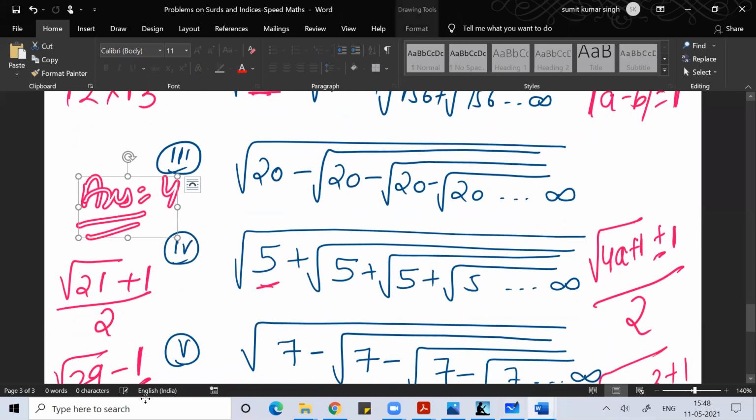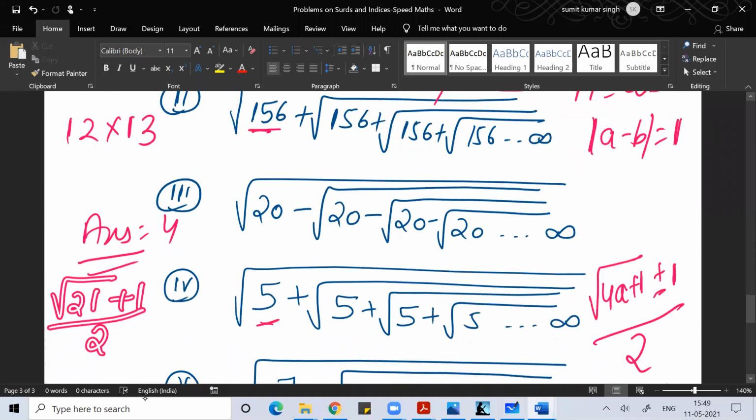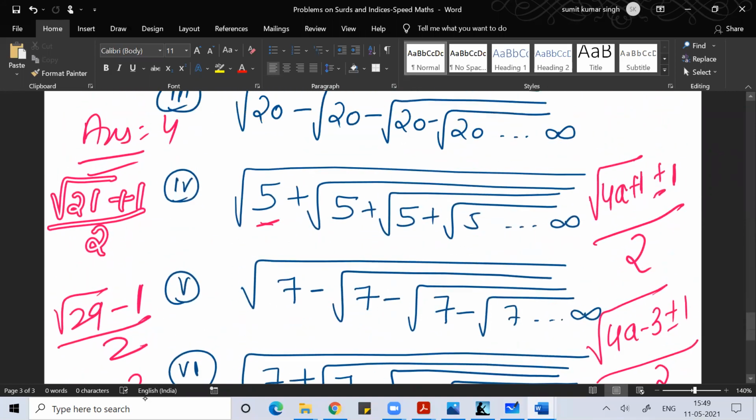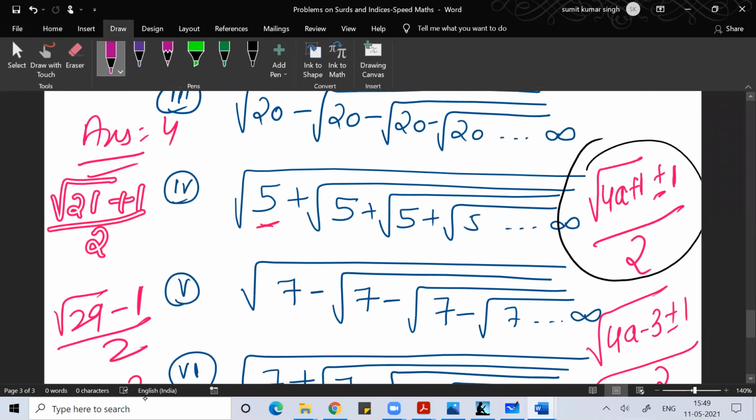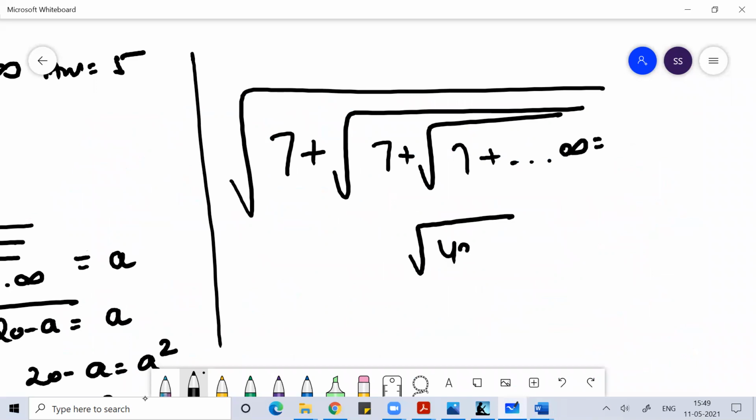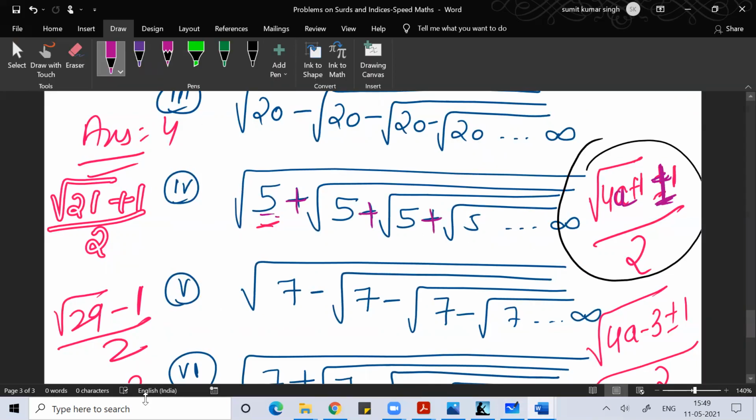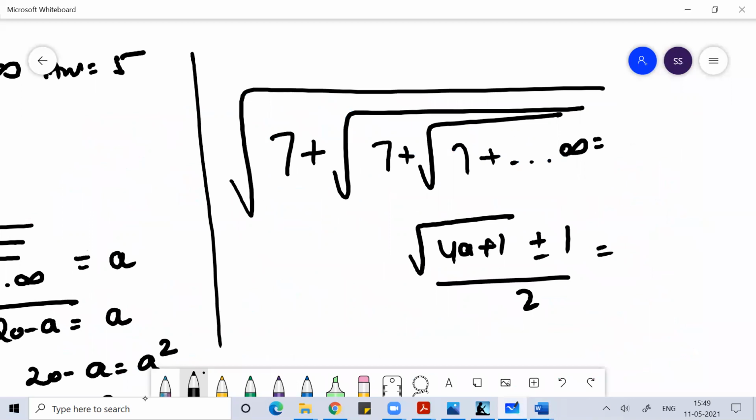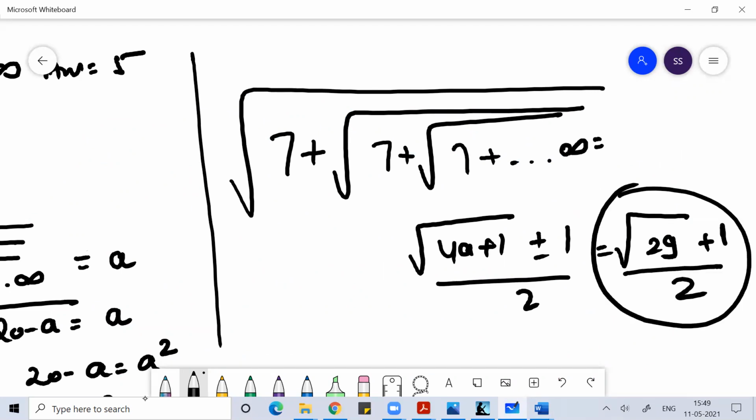If you get something like a prime number, then this is your shortcut formula: under root of 4a plus 1, plus minus 1, by 2. If the plus sign is there, this would be plus; if the minus sign is there, this would be minus. What is a? A is the value inside the square root. So the answer is root 29 plus 1 by 2.